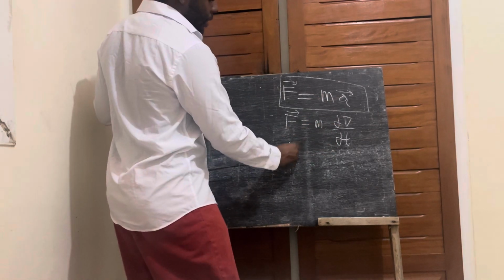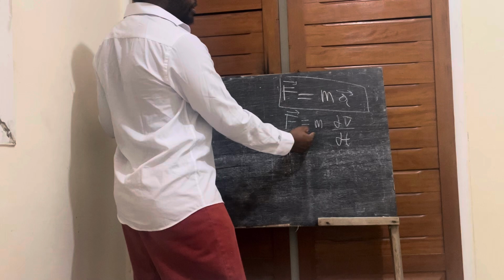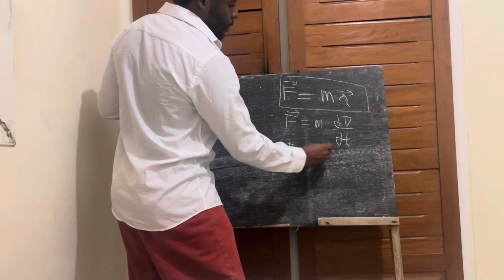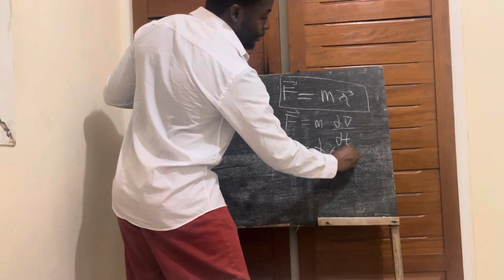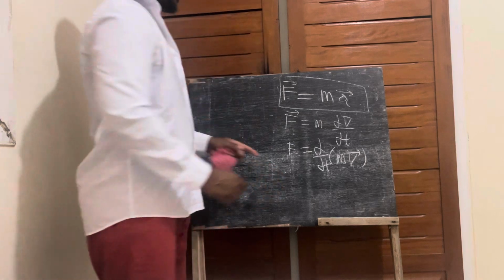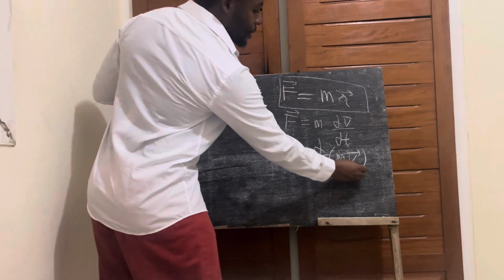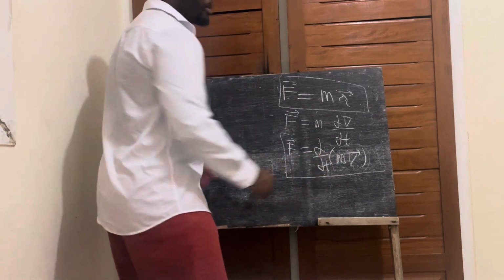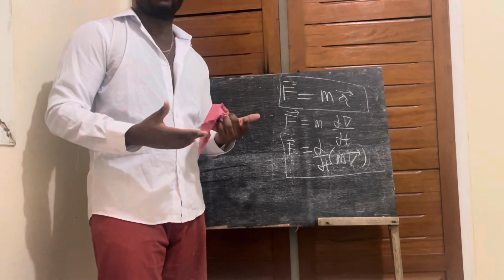Since I'm differentiating a function multiplied by a constant, I can take the constant and put it inside the derivative, which I'm going to do. In doing so, I'm going to get d/dt of mv, where m is a constant and v is a vector function. Now we have a new expression where this term appears, and this quantity is called momentum. mv is the momentum, mass multiplied by velocity.